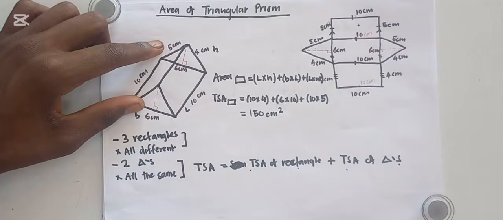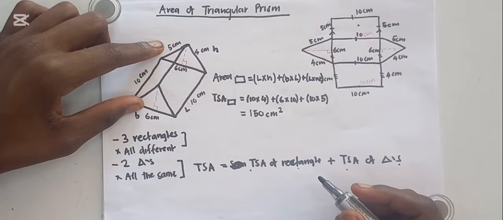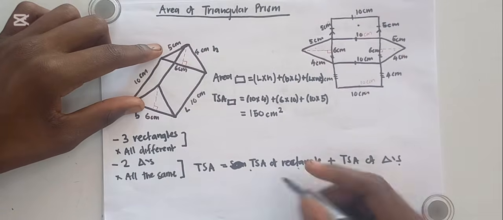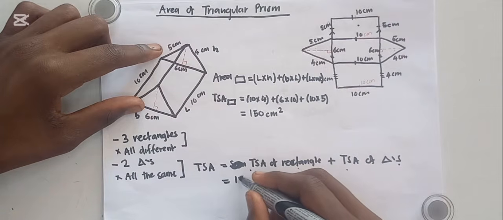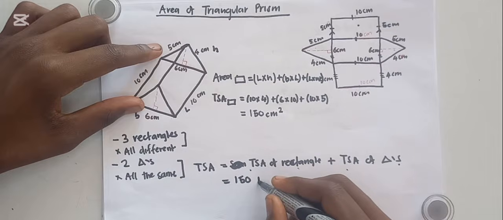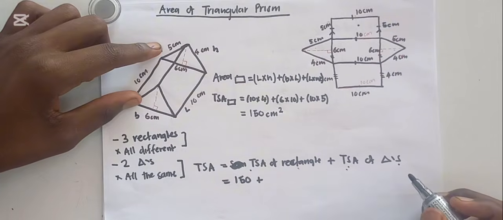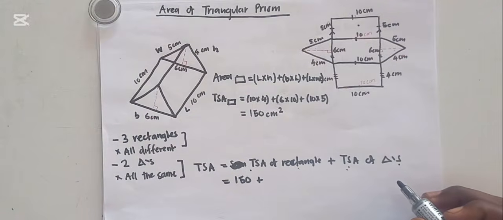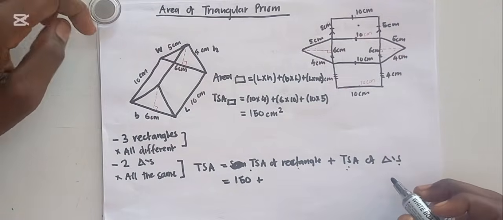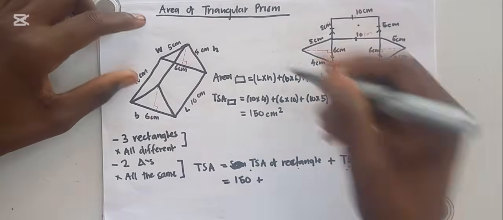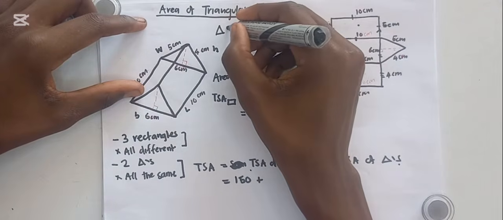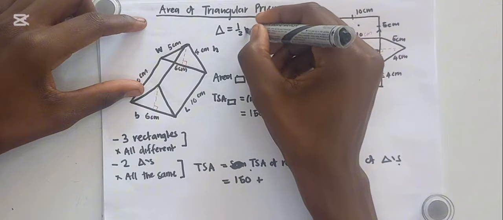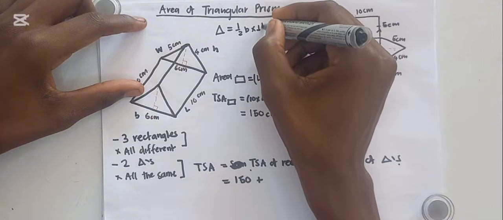So this is the total surface area of what? Of the rectangles that are there, the three different ones. So here is going to be 150 plus. So now we are left with the total surface area of what? Of the triangles. So here's what I want you to understand about the area of a triangle. Let me just remind you, the area of one triangle is equal to half base multiplied by the perpendicular height.